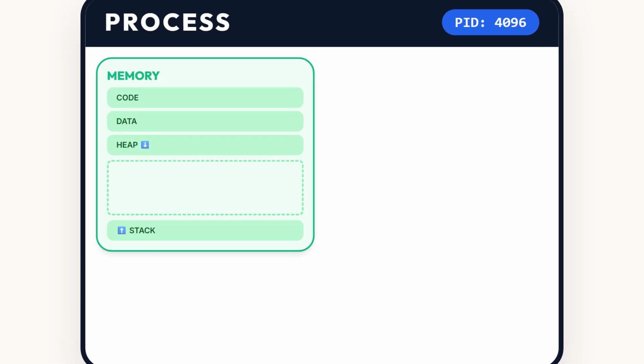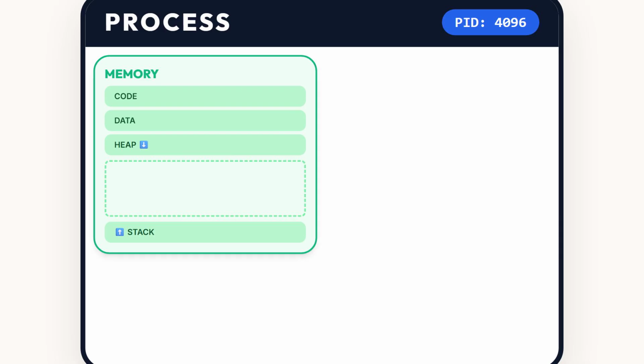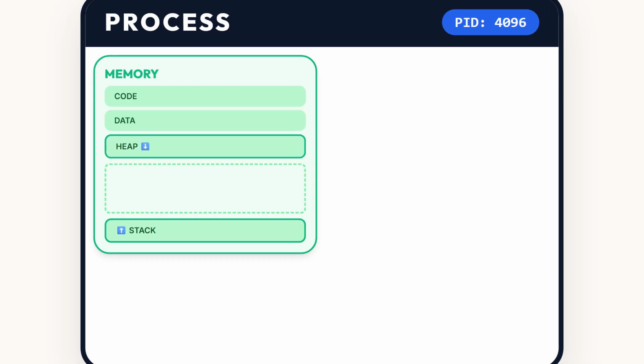Now let's understand what a process actually contains. Every process has a unique ID. This is called the process ID, or PID. Think of it like a unique name for each running program. Next, every process has memory. This is where its code and data are stored. It also has something called a stack, which is used when functions are called, and something called a heap, which is used when memory is allocated during runtime. Don't worry if these terms feel new. We'll cover them in detail later.